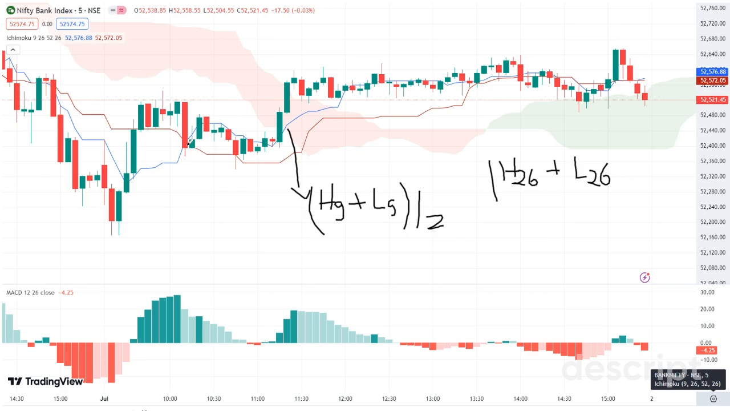Now what we did, MACD gave a good signal over here. Intraday we are talking, right? Yesterday we got a very strong bar, these two lines converging, followed by MACD. So we got a fantastic move over here.